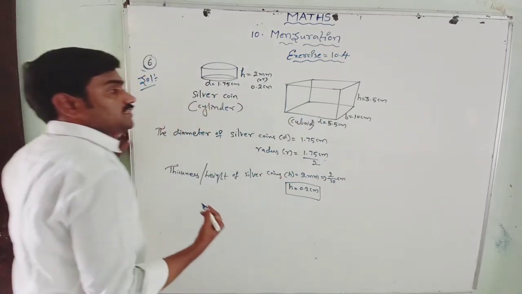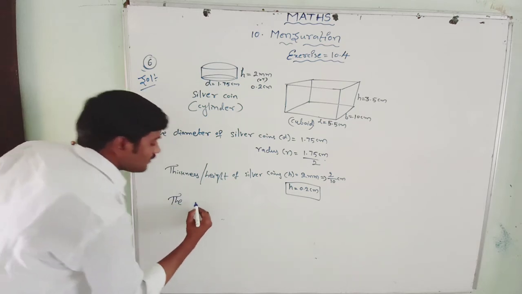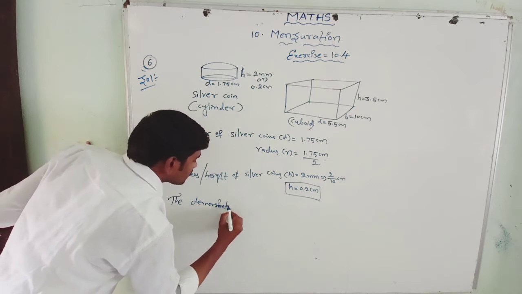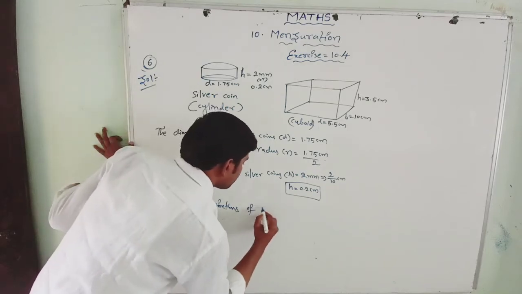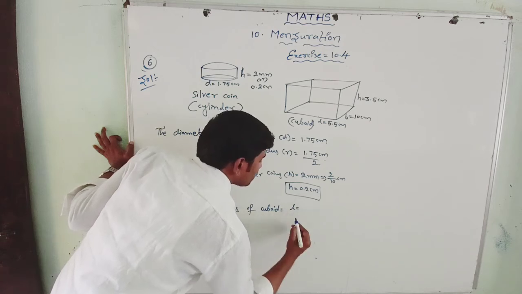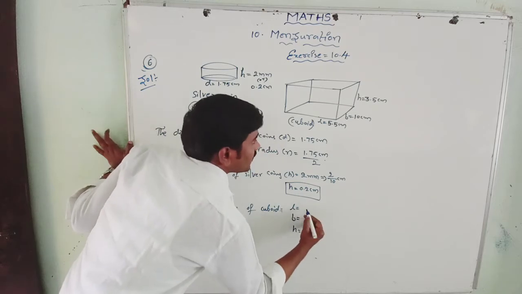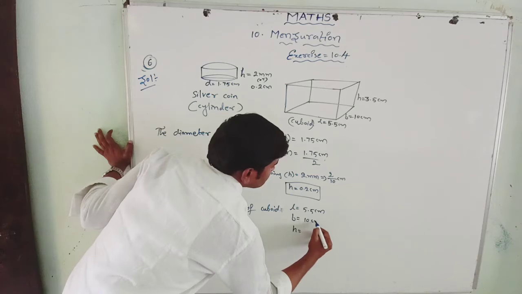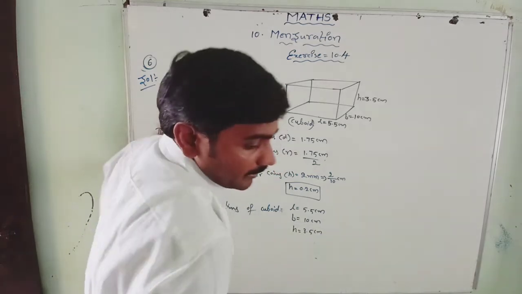The dimensions, length, breadth, and height, of the cuboid: L equals 5.5 centimeters, breadth equals 10 centimeters, and height equals 3.5 centimeters.